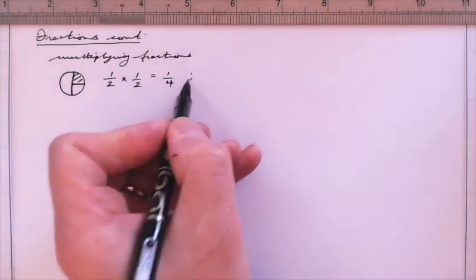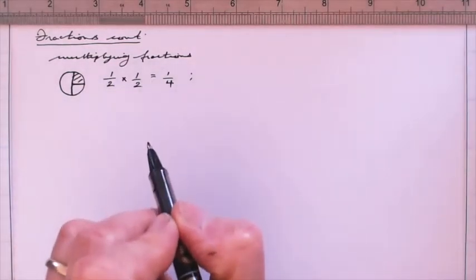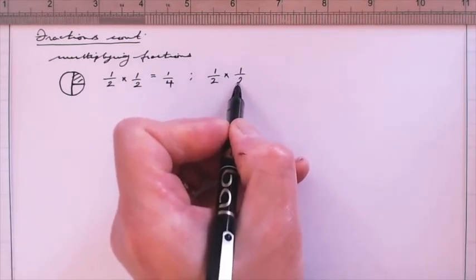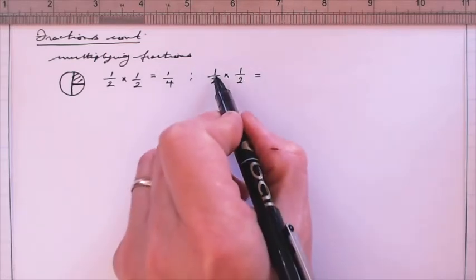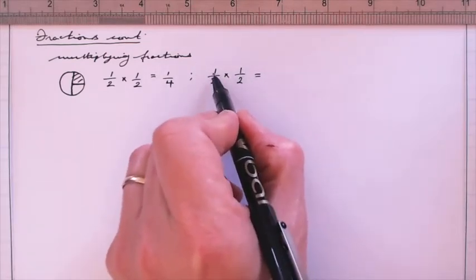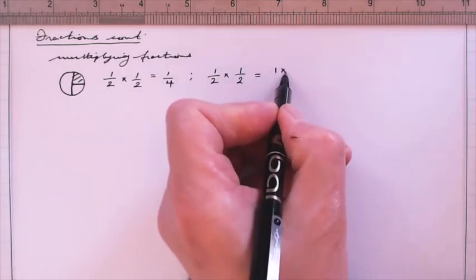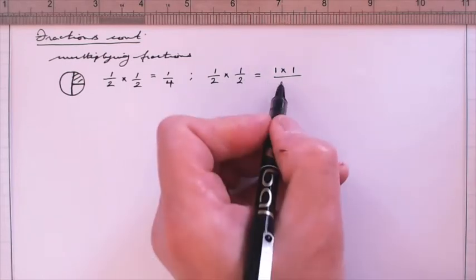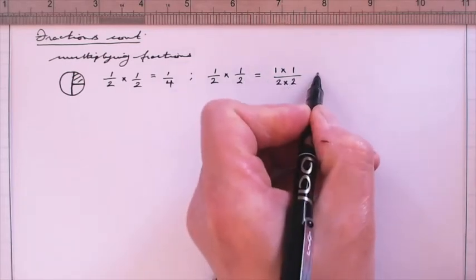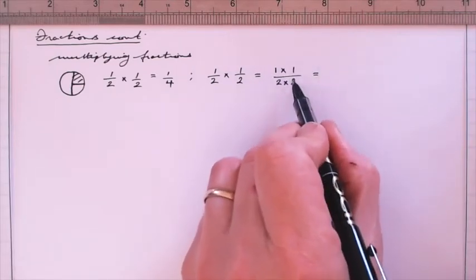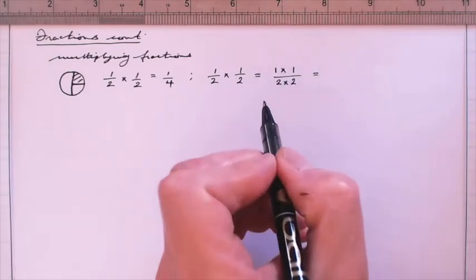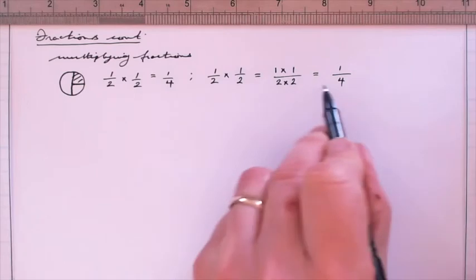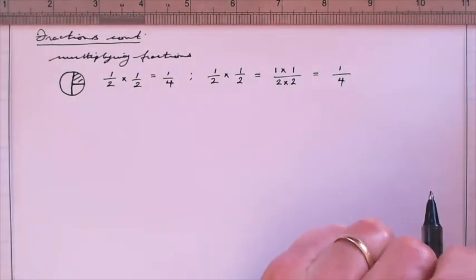And indeed, the manipulation that you would make if you were trying to multiply two fractions is the following. Two fractions multiplied together, you take each of the numerators and you multiply those together all over each of the denominators multiplied together. And then you just do these multiplications on the top and the bottom and see what you get. 1 times 1 is 1, and 2 times 2 is 4, and we get obviously the right answer of 1/4.